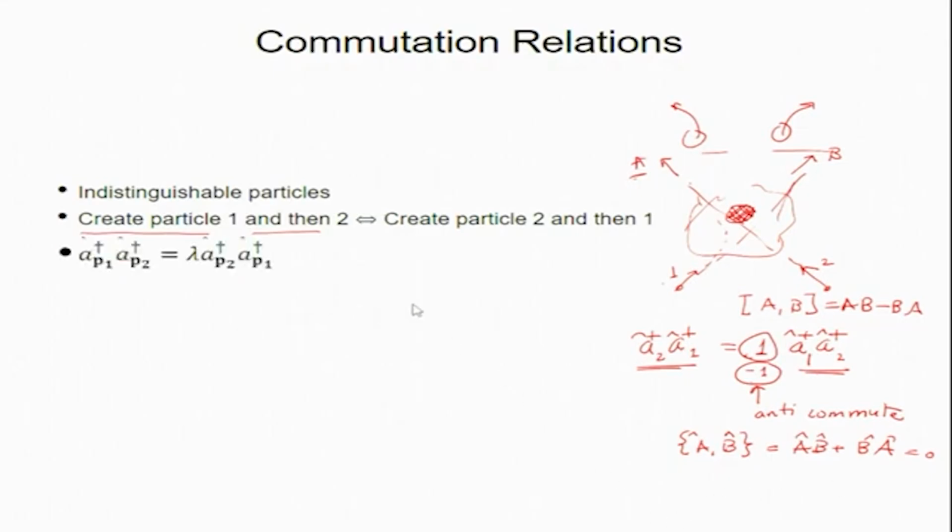So this is what I have stated here. We create two particles with momentum P1 and P2. We can change the order, but it turns out the product A dagger P1 then A dagger P2 is equal to A dagger P2 A dagger P1 with a factor lambda in front, and lambda can take value +1 or -1, where +1 is boson and -1 is fermion. This is how we construct the full fermionic field theory and bosonic field theory.